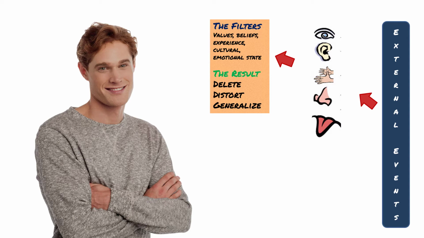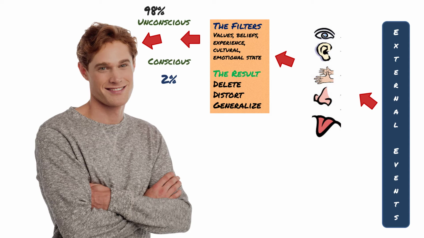And those filters will be our values, the things that we hold true and deep and are important to us, beliefs about what things mean, rules we've built up over many years, previous experiences we've had, cultural influences of where we were born, where we grew up, maybe even where we work, and our emotional state. And those things cause us to delete some of the information that's passing through, distort information before we file it away, or make massive generalizations about the information.